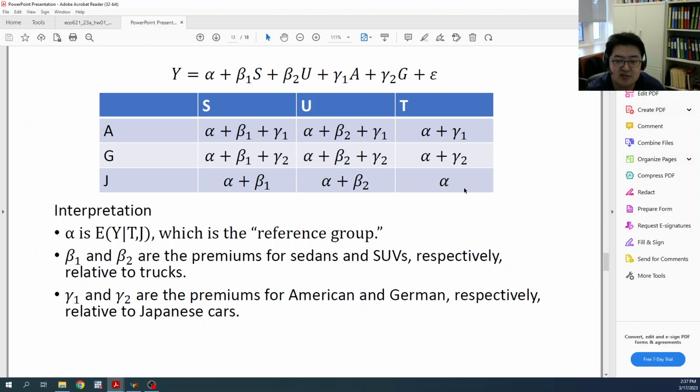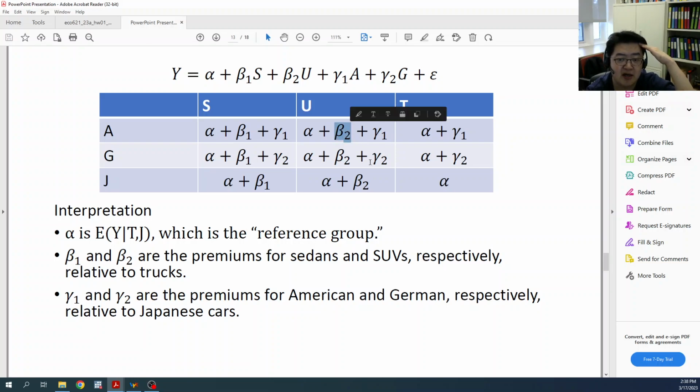So interpretation is beta 1 is the difference between sedan and truck for Japanese cars, right? So beta is this difference, but at the same time, beta is the difference between sedan and truck for German cars or American cars. So the sedan premium is the same for American or German or Japanese cars. So it does not matter where the cars are made, the sedan premium is the same. That's the assumption hidden here.